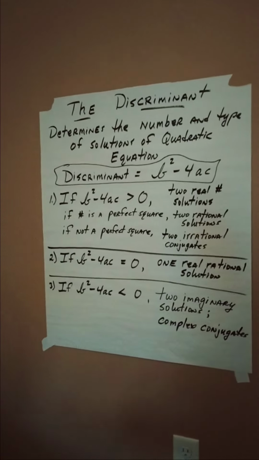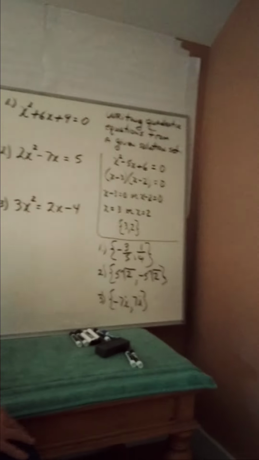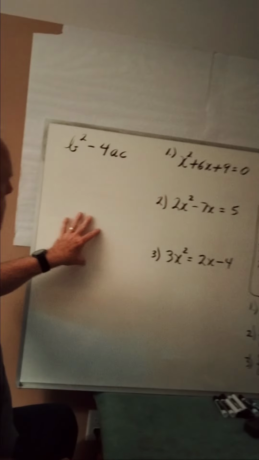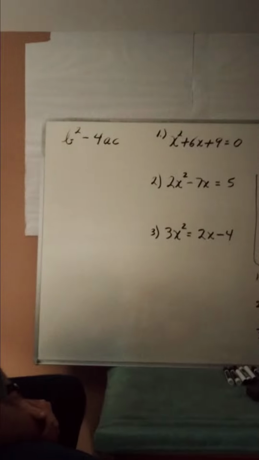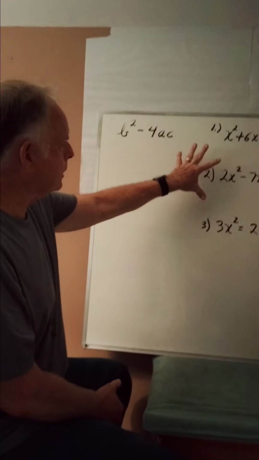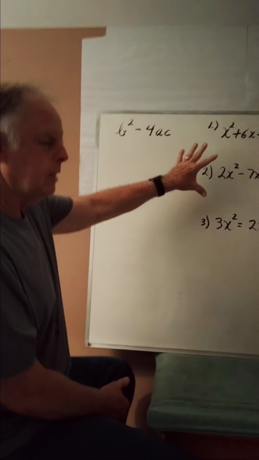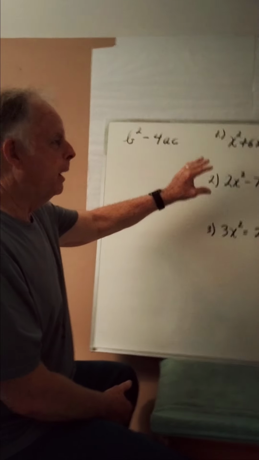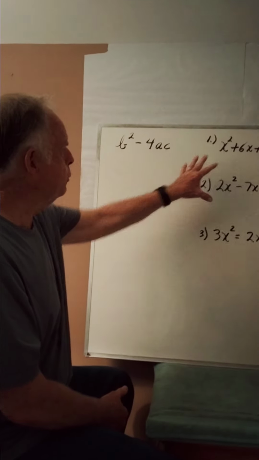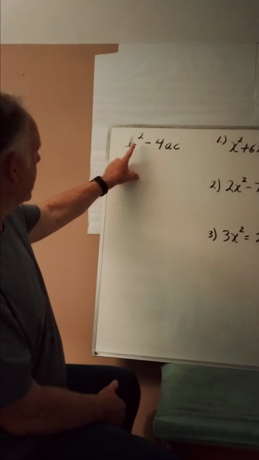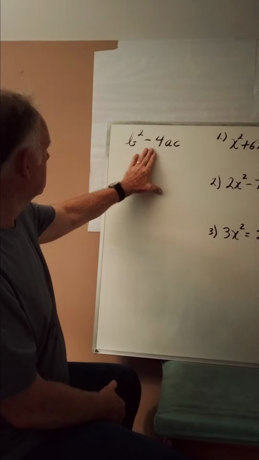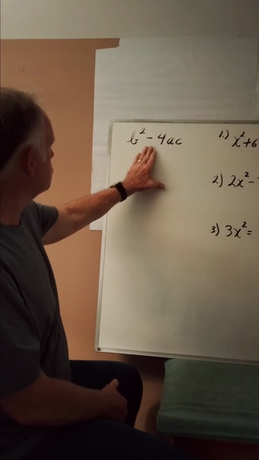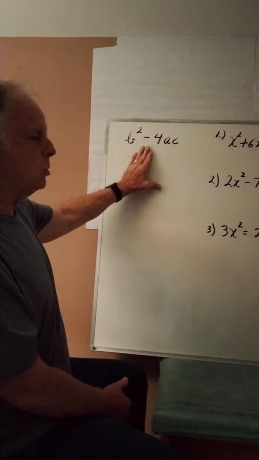Now, how do we test you on this? Well, we're going to come to the board, and we're going to go through 3 different quadratic equations. And the purpose of these quadratic equations is not to solve them, but to identify the value of the discriminant. That's why I wrote that key binomial expression right here.